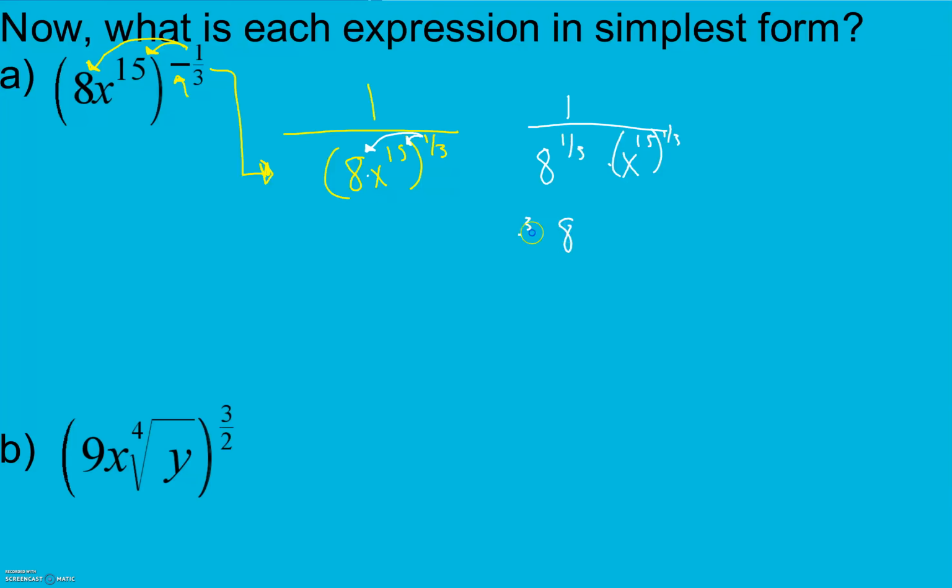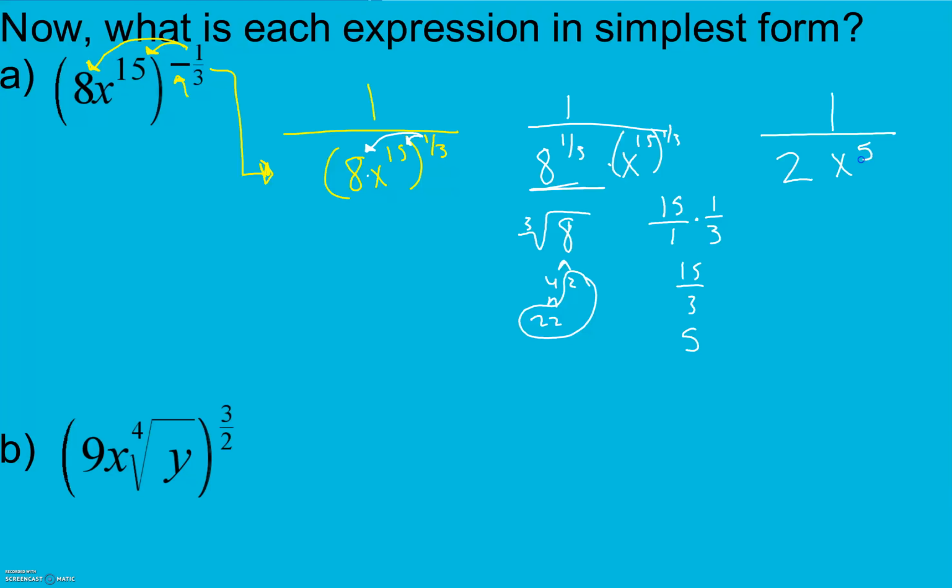8 to the 1/3 is the cubed root of 8. I'm looking for groups of 3. I have a group of 3 with my 2's. So instead of 8 to the 1/3 power, I'm going to put a 2. Now, power to a power here means I'm going to multiply my exponents. So I'm going to take 15 times 1/3 and get 5. So I have x to the 5th. And everything is as simple as I can get it there.